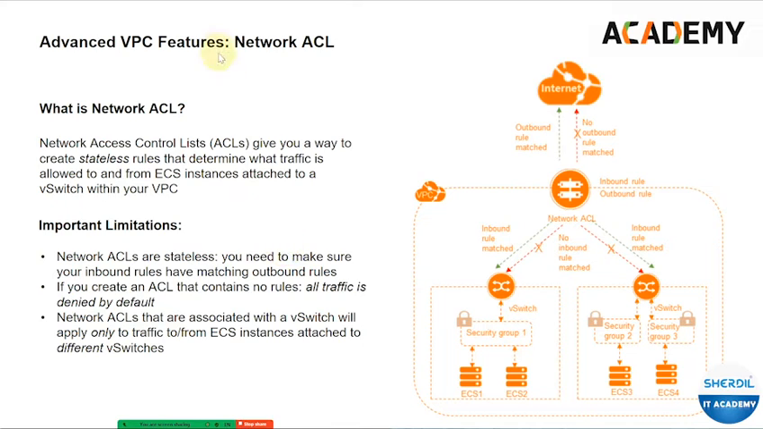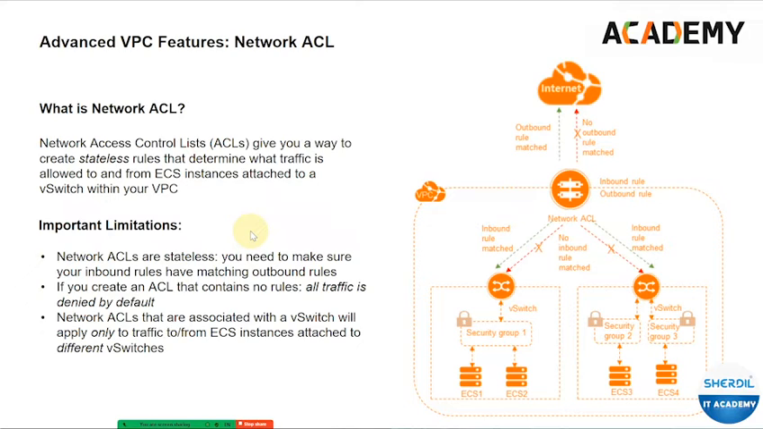What are the limitations inside the VPC? Network ACLs are stateless. You need to make sure that your inbound rules have matching outbound rules. If you create an ACL that contains no rules, all traffic is denied by default. Network ACLs are associated with a vSwitch and apply only to traffic to and from ECS instances attached to the different vSwitches. This is how the network ACL works.